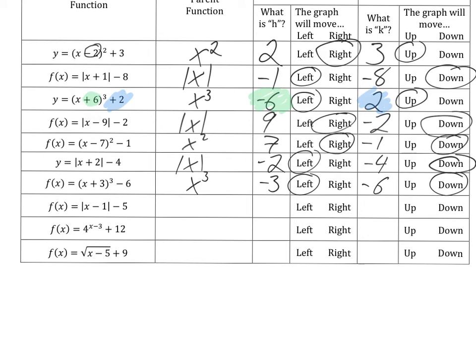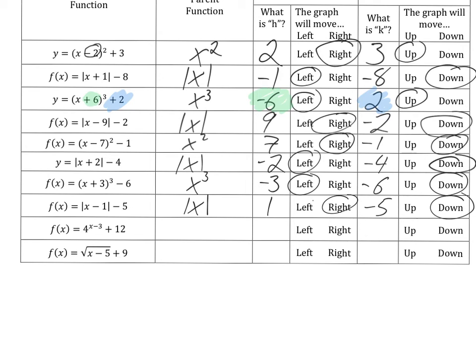Okay, next one. What do you think it is? Absolute value of x, positive 1, which means we are going to the right, and negative 5, which means we are going down. Dang, all these have been down. Okay, next one. Try it out. This one's a little bit harder.